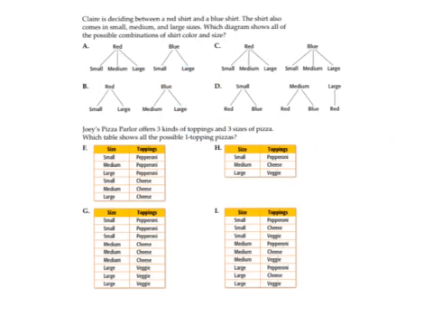It says on this first one, Claire is deciding between a red shirt and a blue shirt. The shirt also comes in small, medium, and large sizes. Which diagram shows all possible outcomes of shirts and color size? Alright, so let's take a look at this first one. Letter A, we do start with red and blue, and then it fans out to small, medium, and large, and then small and large. So this would not be my full sample space because this one over here is missing that medium.